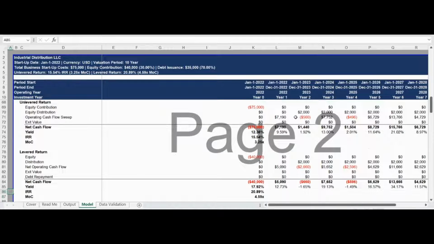The returns are highlighted next and organized into standardized and neatly designed tables that detail the net cash flow, yield, internal rate of return, and multiple of capital. The first return section provides the unlevered cash flow and investment metrics, while the second return section provides the levered cash flow and investment metrics.